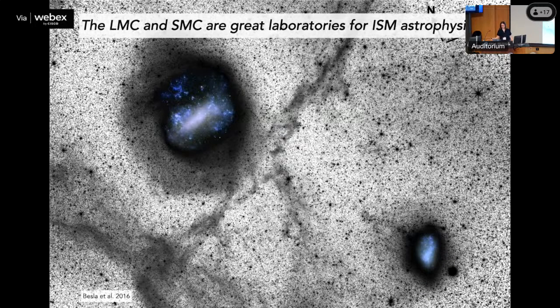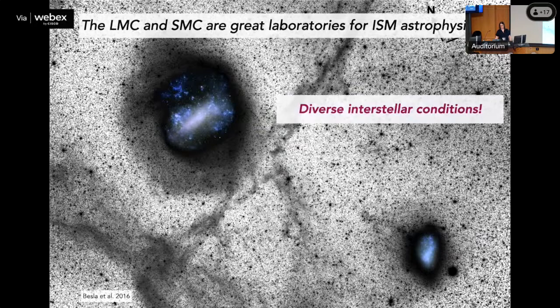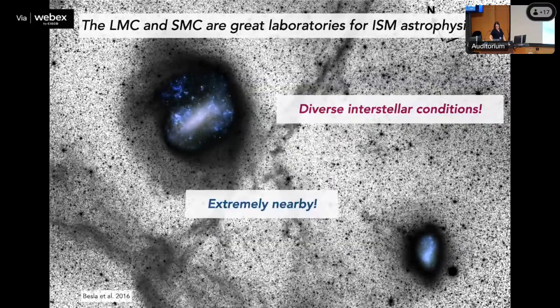And they're great laboratories for ISM astrophysics for two reasons. One is they have diverse interstellar conditions, and by that I mean they are not the Milky Way. We have more data points in pretty much any parameter space you can think of, so we can get more of a lever on how the physics of galaxies operates. But of course, also, it's because they're extremely nearby.